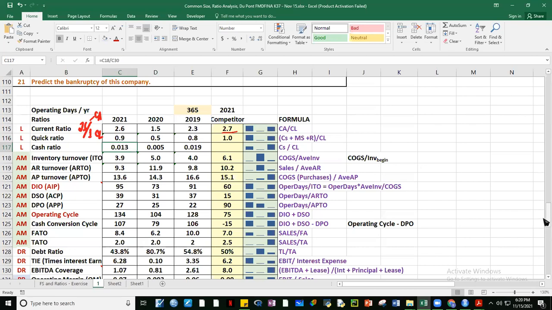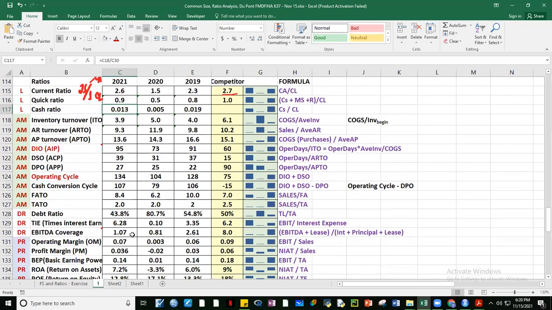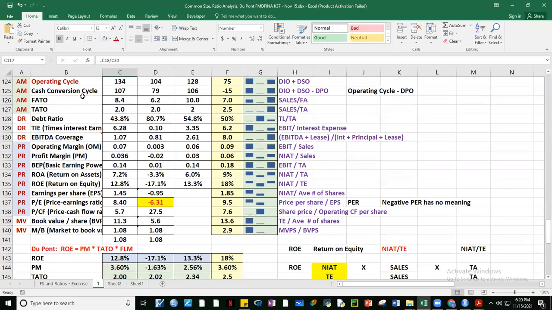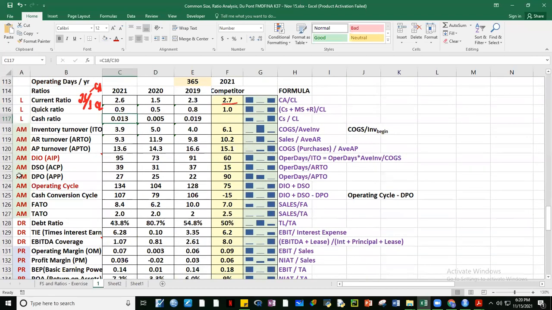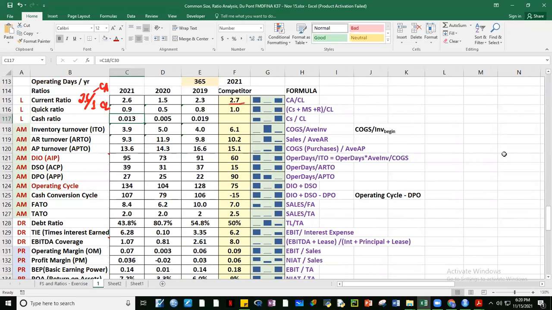Then we looked at the asset management ratio. Okay. Remember guys, sabi natin, 5 klaseng ratios to. You have liquidity ratios, you have asset management ratio, you have debt ratio, you have profitability ratios, and then market value ratios. Okay, so far I think we have only reached up to the asset management ratio. But let's continue discussing it.